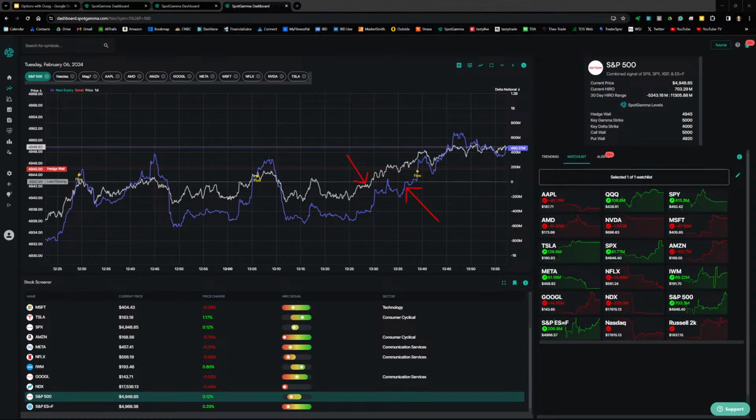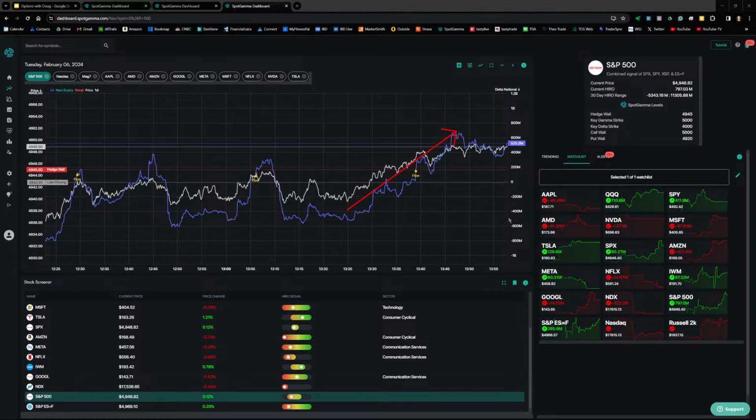So what this means is if traders are taking positive delta positions, they're buying calls and or selling puts, the HERO line is going to be rising. This is in terms of delta. So traders are taking positive delta positions. Market makers take the opposite side, and they have to buy ES futures to hedge their delta exposure.